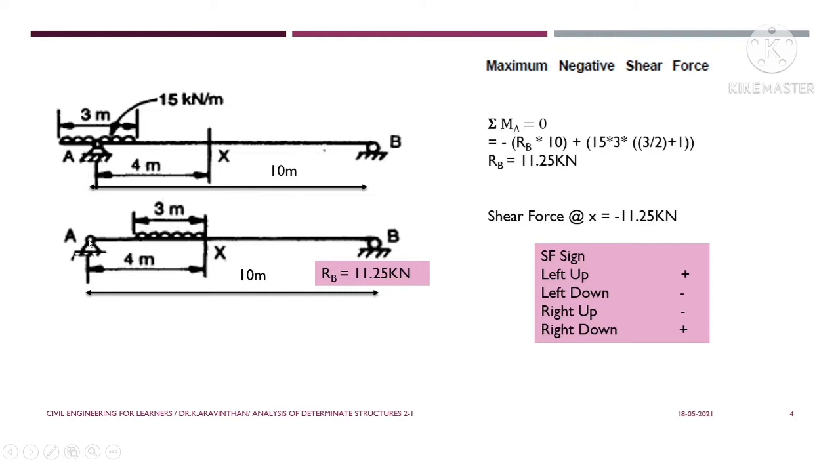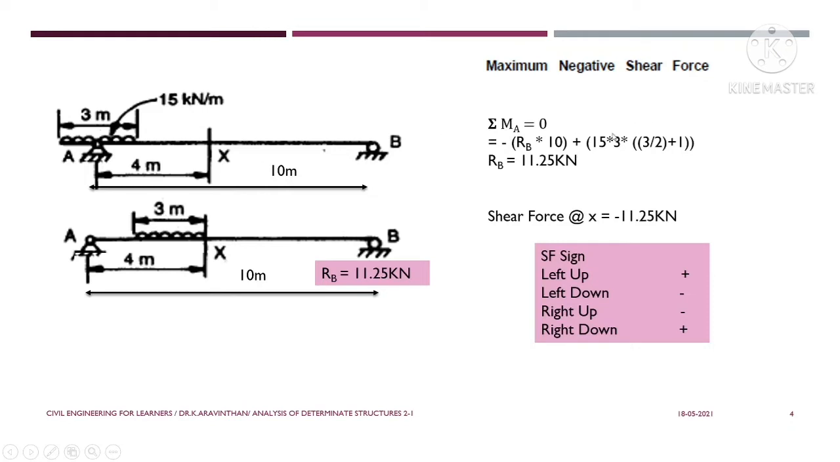I am taking moment at point A. RB into distance will be 10 meter, which is anti-clockwise. And you have a UDL here. For this UDL, the formula is load into distance by 2. The load here is 15 kilonewton per meter that we have written. The distance of the load is 3 meter.